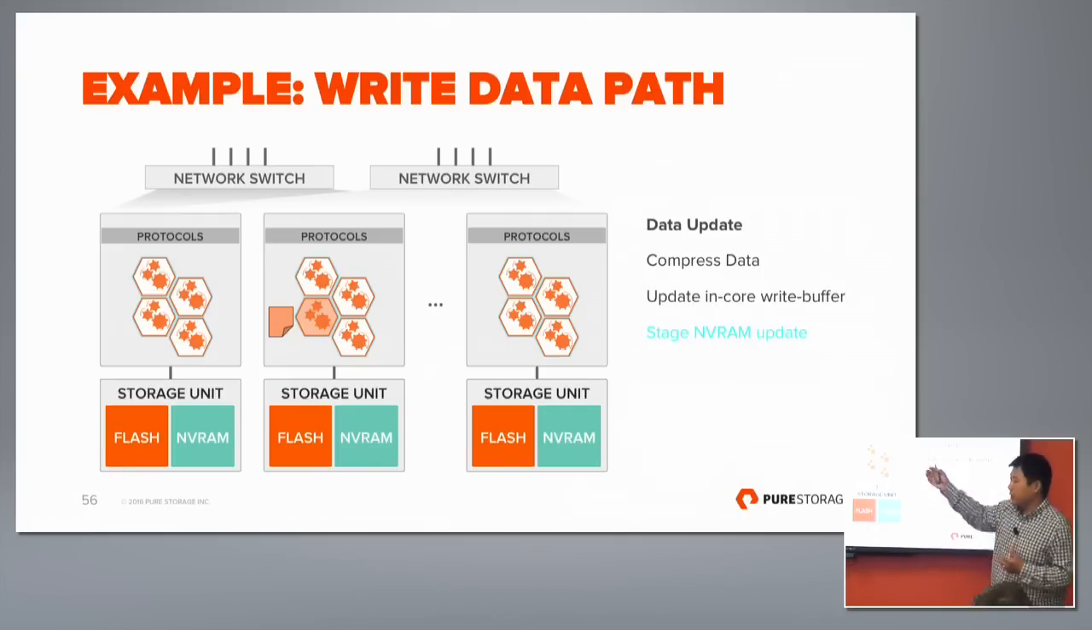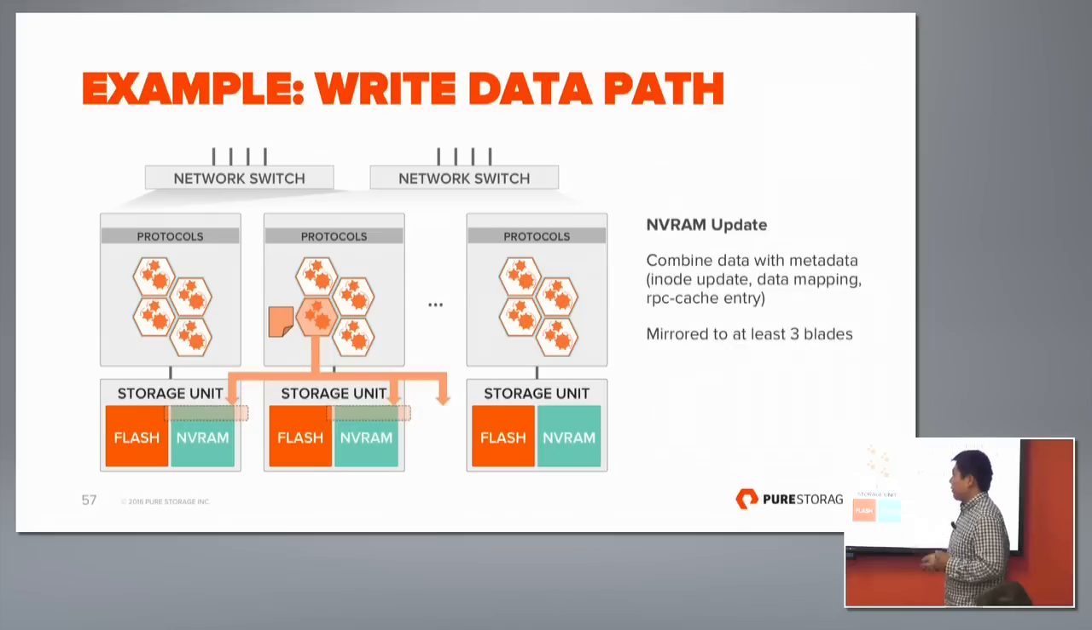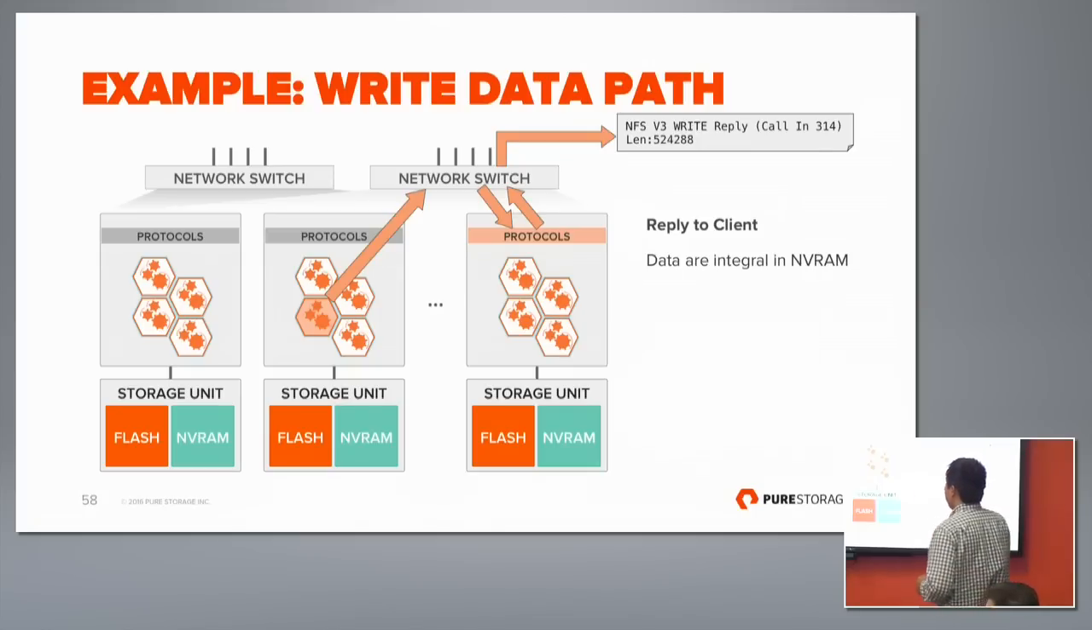And so when that authority receives the RPC, it will compress the data, right? We'll stage that, we'll update our in-core write buffer, our coalescing buffer, and we'll stage that NVRAM update, right? We'll push that out to at least three different NVRAM devices to make it persistent and redundant. And at this point, once we've positively acknowledged that we've written to three different NVRAM devices, we can consider this write integral, right? We know that we can fail any two blades and that write will have happened. And so at this point, we can reply back to the client because that write is integral in three different NVRAM devices. So we send the reply back to the client.